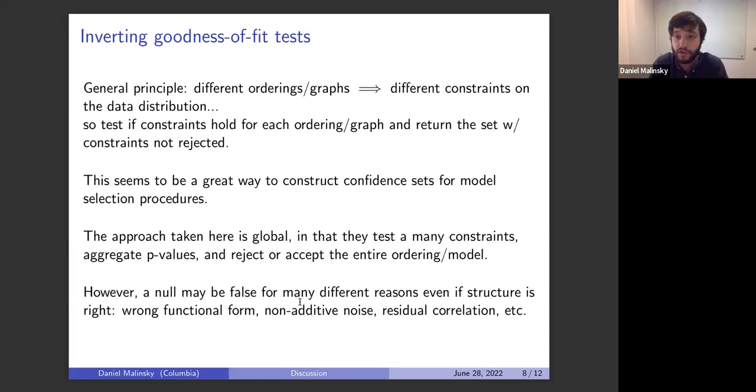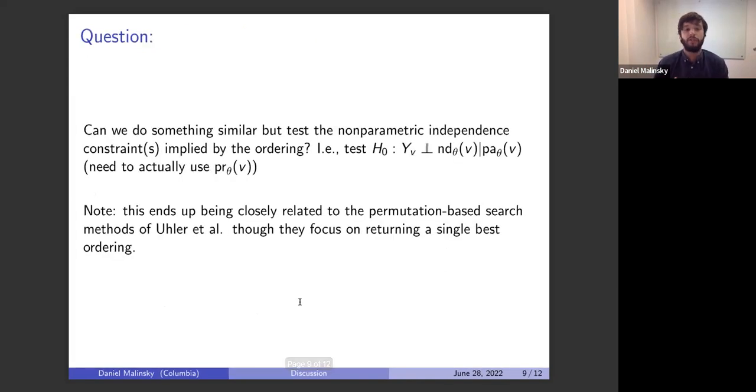You could have the wrong functional form for your estimated F. You could have non-additive noise. You could have residual correlation between things. And so this leads me to ask whether we can do something similar in spirit, but test a non-parametric independence constraint implied by the ordering rather than this kind of more additive noise model specific kind of constraint.